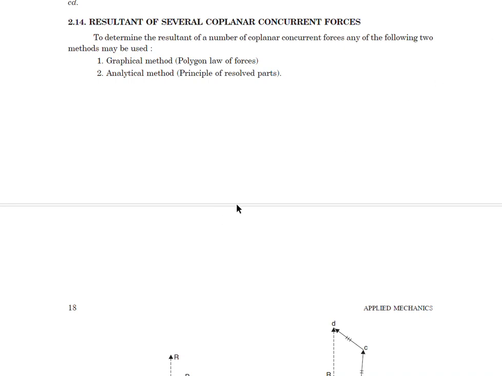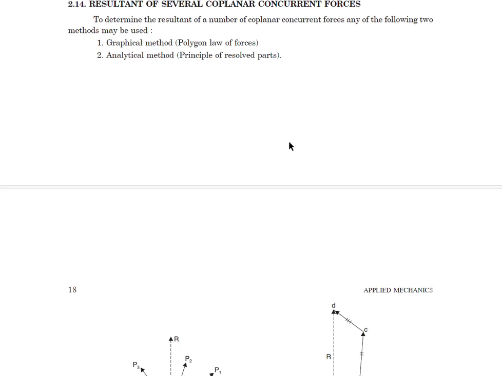Now, let us discuss the resultant of several coplanar concurrent forces. There are basically two methods by which we can find this. One is a graphical method, and the second one is the analytical method. In the graphical method, as we have discussed in the previous video, we apply the triangle law or parallelogram law or polygon law. Any of these laws, we basically draw all these forces according to the scale and find the resultant and its direction. In the analytical method, we will go for the principle of resolved parts.